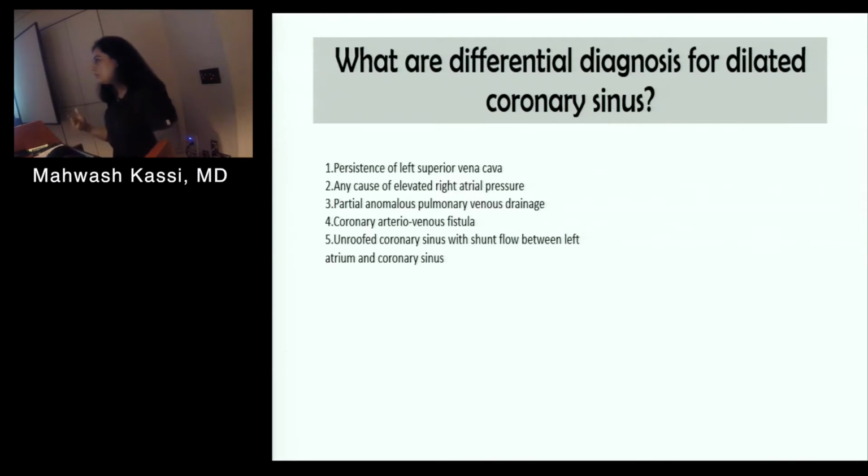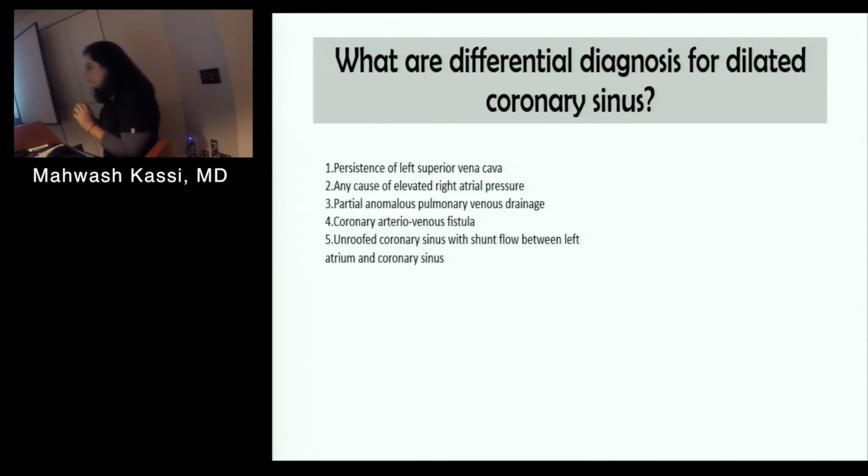And then, does anyone know how in echo we diagnose persistence of left SVC? What do we do? That's exactly right. So we do saline in the left arm and the right. And then what do you expect in the saline if you have a persistence of left SVC? Through the coronary sinus first, and then enter into the RV. That's absolutely right. But I saw this case and we were trying to give the injection. I didn't understand why it would go first to the coronary sinus versus other structures.